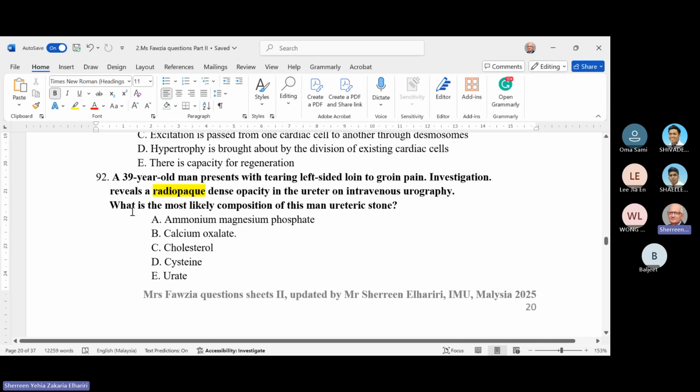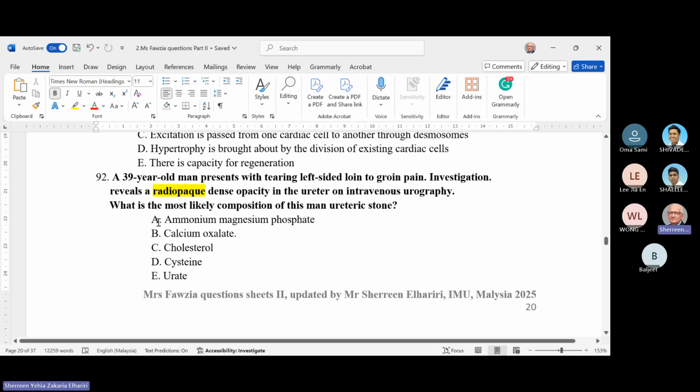A 39 years old man presented with tearing left side loin to groin pain. Loin to groin, so it is ureteric colic, a renal stone or ureteric stone. Investigation shows a radio-opaque stone, so it can be anything except uric acid, because urate does not appear on X-ray. Which is the most likely composition of the ureteric stone? If you see this option, cysteine occurs in babies and the young, not in a 39 year old, because it is a metabolic disorder. Urate does not appear on X-ray. Cholesterol is in the gallbladder, not the urinary system. So only A and B can be correct.